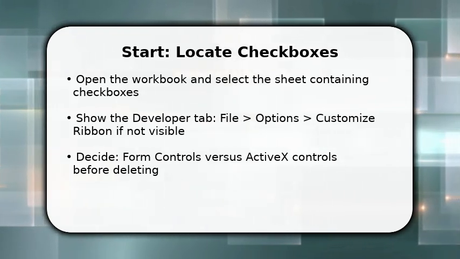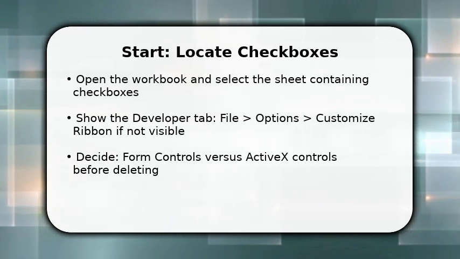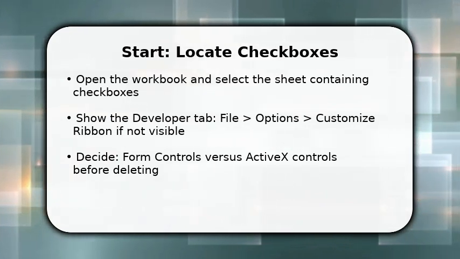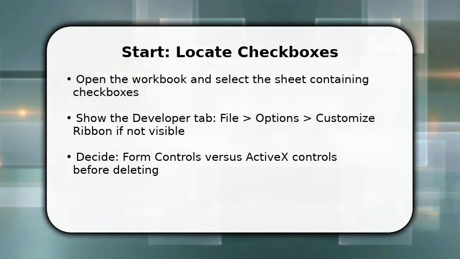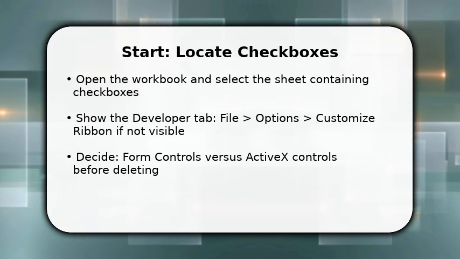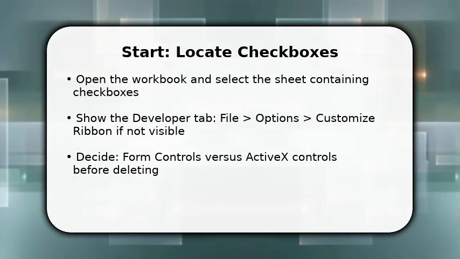First actionable step. Switch to Design mode for ActiveX or click Select Objects for form controls. Pause to confirm control type visually. This saves time later and prevents accidental deletion of adjacent cells or formulas.